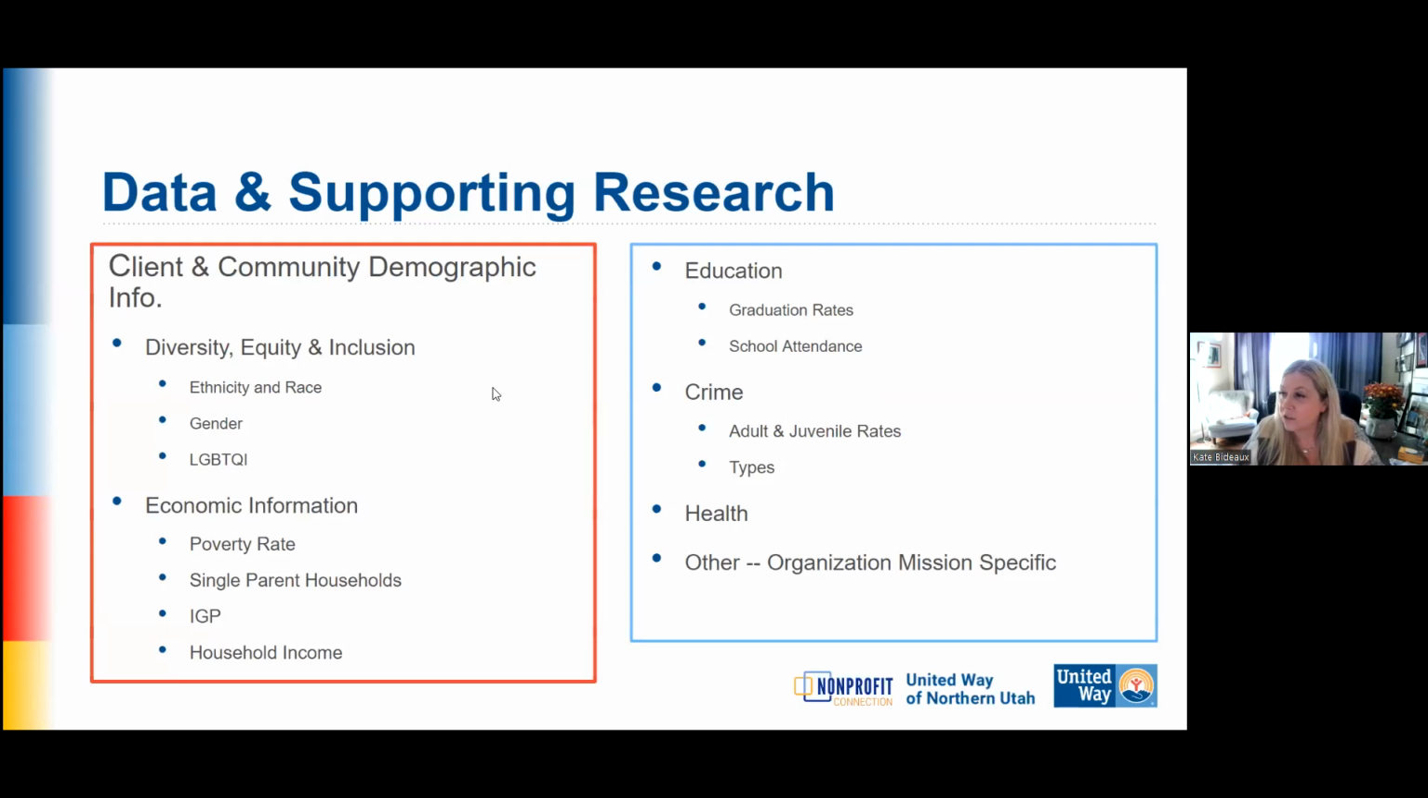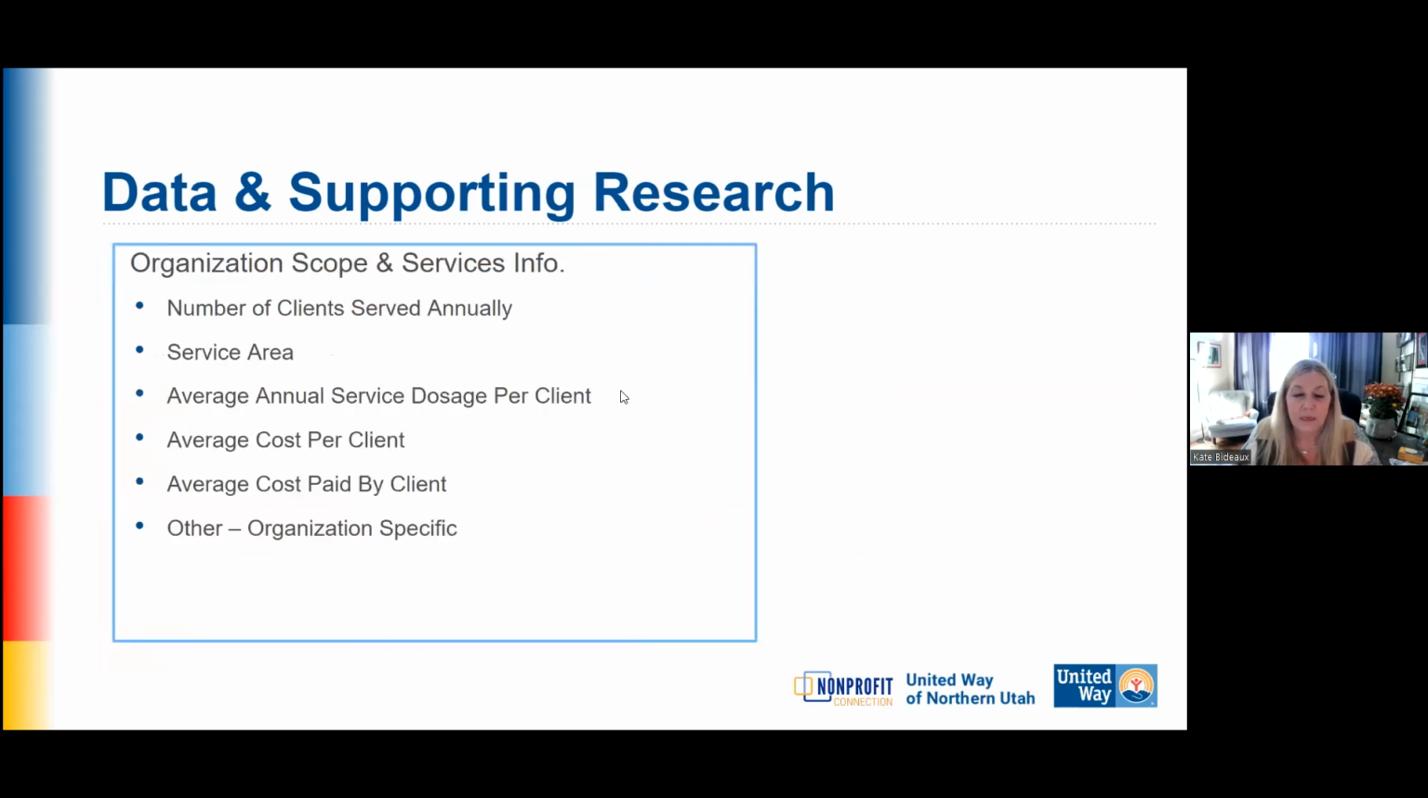Having your data and research available and updated every year is important. So you should have client and community demographic data. These are just some examples of what you should have, and these are data specific to your organization. You should know the number of clients you serve annually. You should know what your service area is. You should know the average dosage.